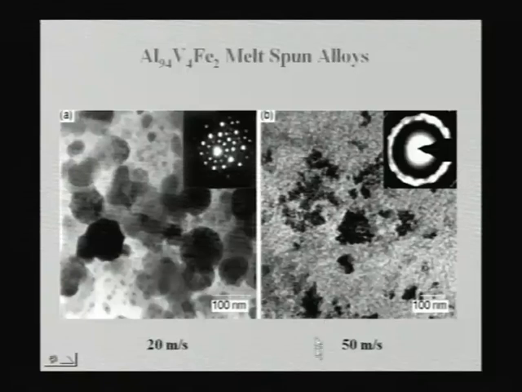And if you go to very high cooling rates, what you have is an amorphous matrix in which some aluminum grains are there. You can see the amorphous broad ring with some sharp spots coming from the aluminum. So you have an amorphous matrix, and those black regions are all aluminum grains.